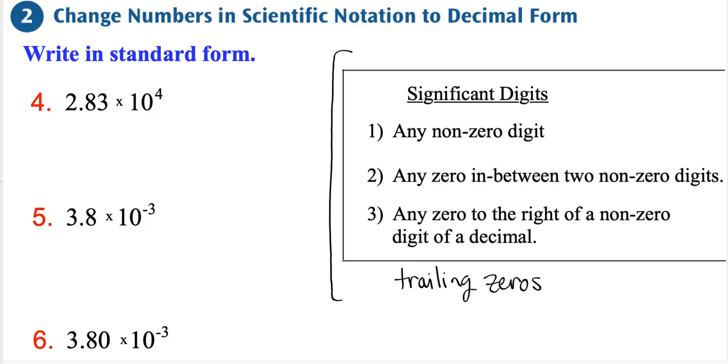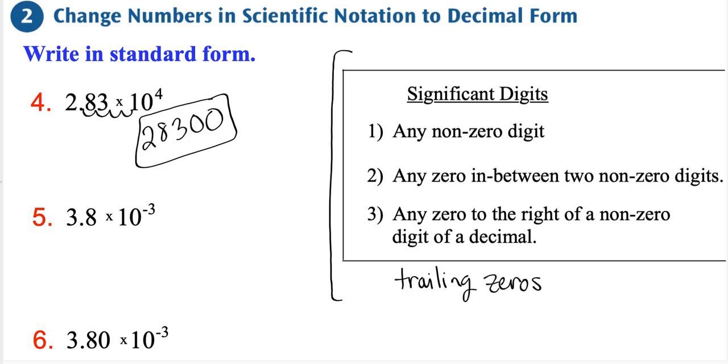All right, so the first one, 2.83 times 10 to the 4th. 4 is a positive. That means this number should get bigger, okay? We're moving that decimal place 4 spaces to the right. Positive exponent of 10 means to the right. So it'd be 28,300. That would be the expanded version of it.